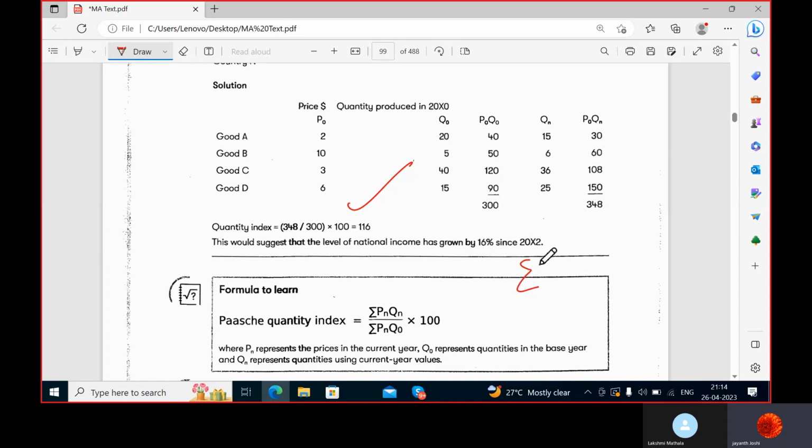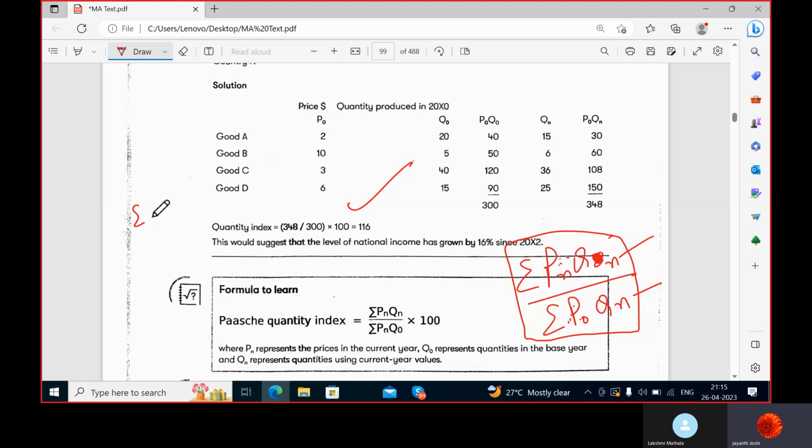See, this was the formula for the Paasche index, am I right? Yes, sir. This was for the price index. Now we have to change it for the quantity index. We'll take the current year prices and the current and base year quantity. Correct? So the changes will happen in this way.